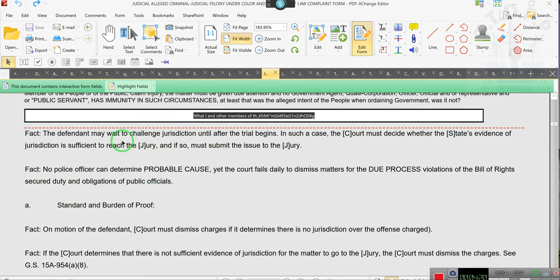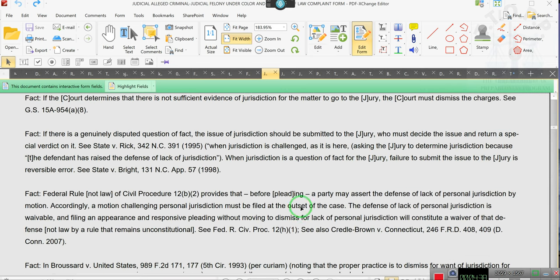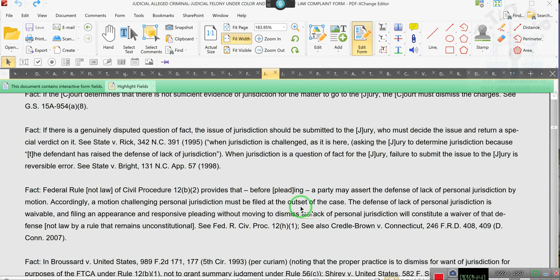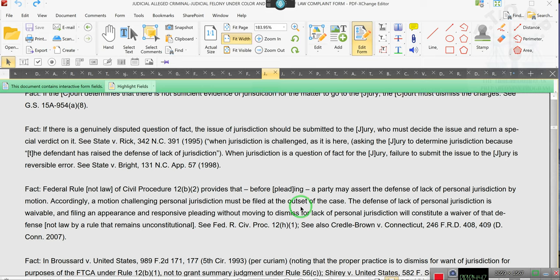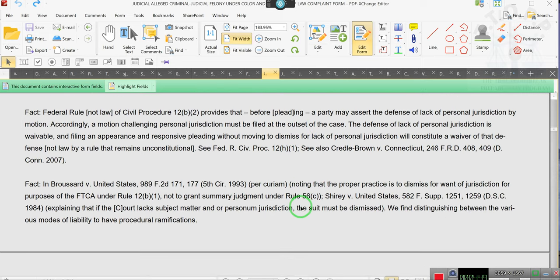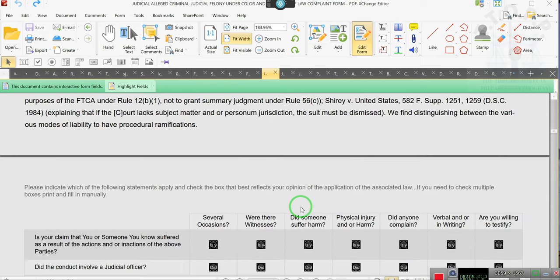If the defendant may wait to challenge jurisdiction until after the trial begins, in such a case, the court must decide whether the state's evidence of jurisdiction is sufficient to reach the jury, and if so, must submit the issue to the jury. You see that right there? We included all of that for y'all. We don't come to conclusions because when you're dealing with these idiots, they hate for you to reach a conclusion, even though you are required to know the law the same as they're required to know the law. So, of course, you should be coming to conclusions.